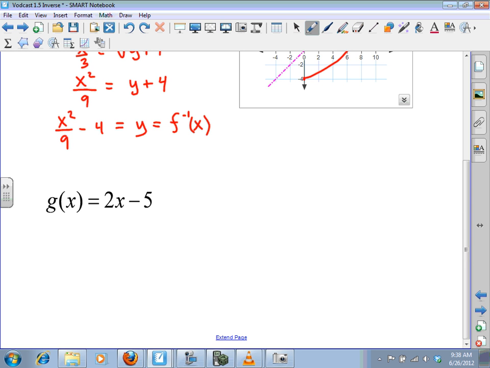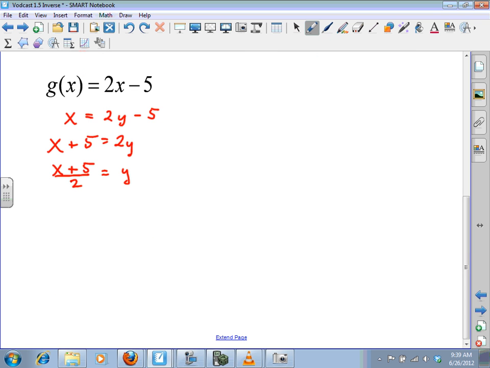Okay, you're back. You should have switched x and y around and got 2y. This is a pretty easy one, a nice linear equation. x plus 5 is equal to 2y. x plus 5 divided by 2 is equal to y, which you could write, if you prefer, as g inverse of x is equal to 1/2 x plus 5 halves.